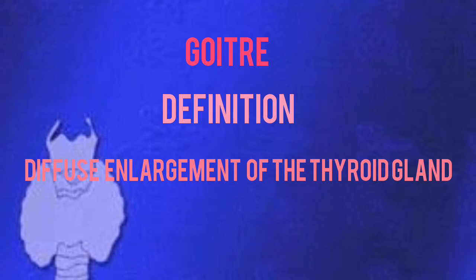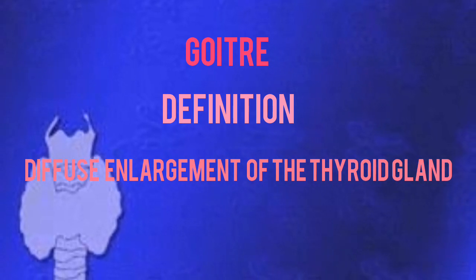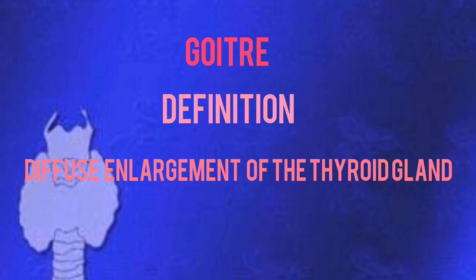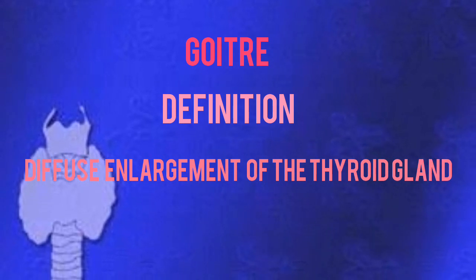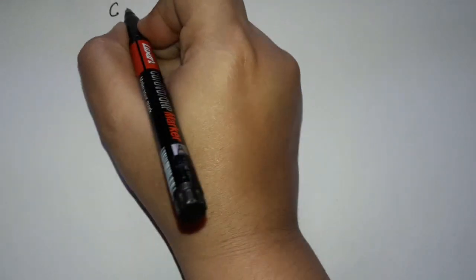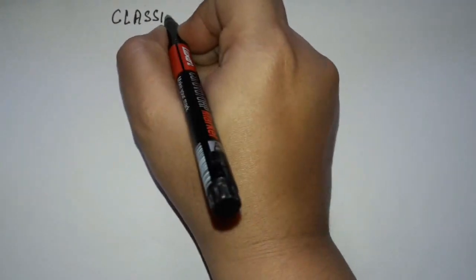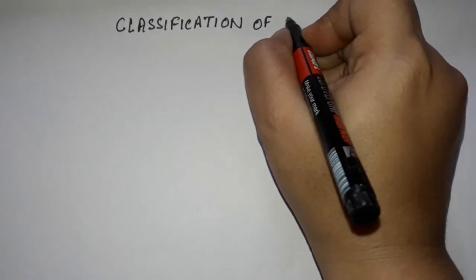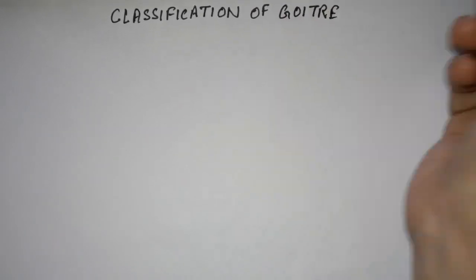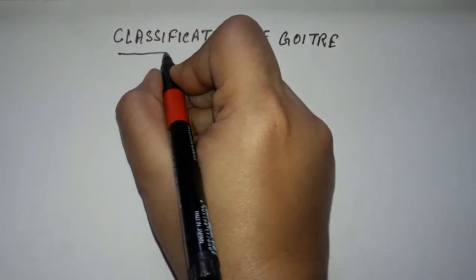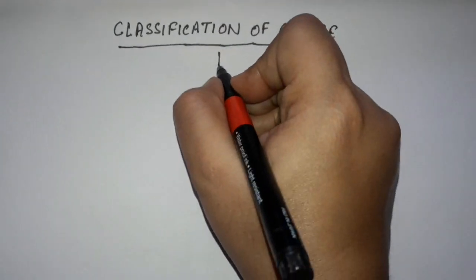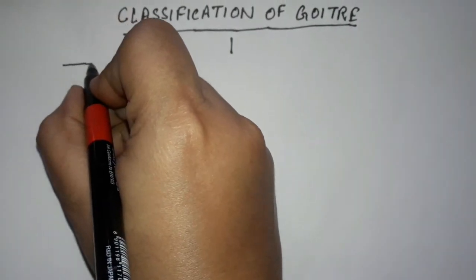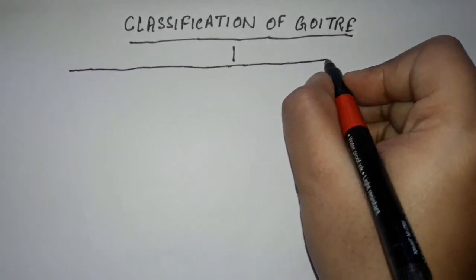Definition of goiter: diffuse enlargement of the thyroid gland. Diffuse means involving the whole gland or a larger area. Now let's study about classification of goiter. Question can also be asked as classify thyroid swelling. So don't get confused in that. Let's begin with classification of goiter. It has 5 types.